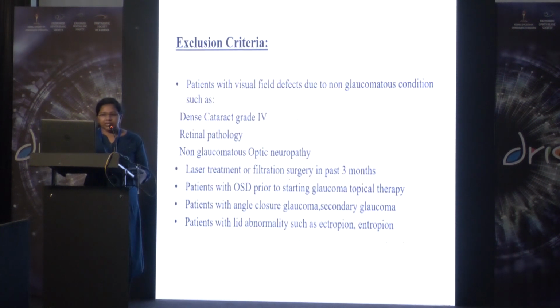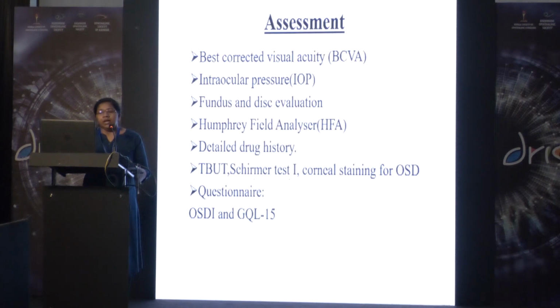The exclusion criteria were patients with visual field defect due to non-glaucomatous conditions, laser treatment or filtration surgery in the past 3 months, patients with prior ocular surface disease before starting glaucoma therapy, patients with secondary glaucoma, angle closure glaucoma, and lid abnormalities such as entropion, ectropion. Assessment was done with best corrected visual acuity using Snellen chart, which was converted to logMAR. Intraocular pressure was measured. Fundus and disc evaluation was done with slit lamp biomicroscopy. HFA 24-2 SITA standard was done.